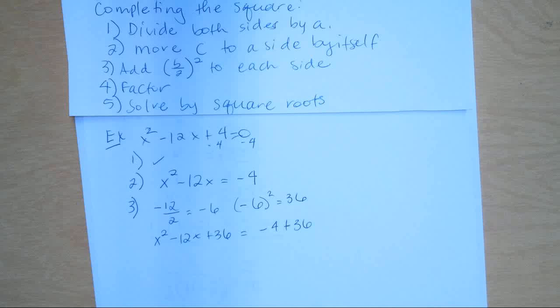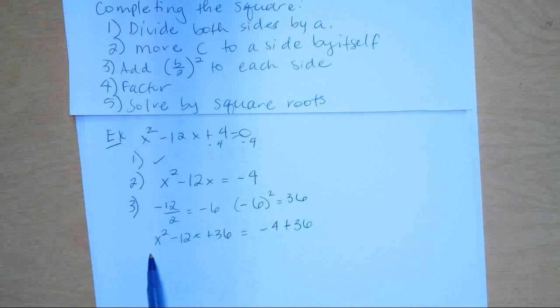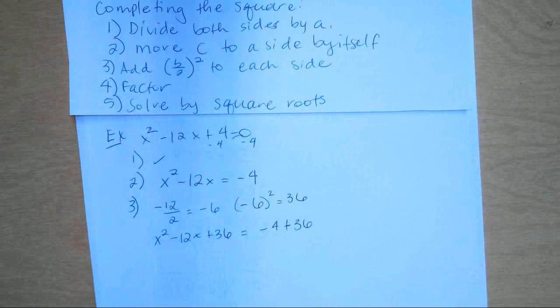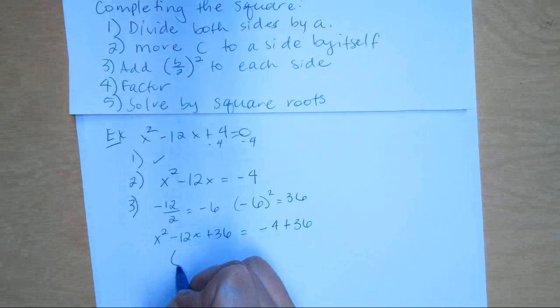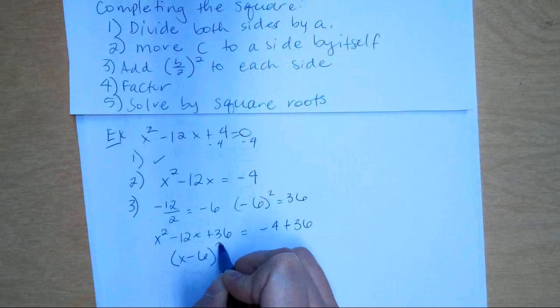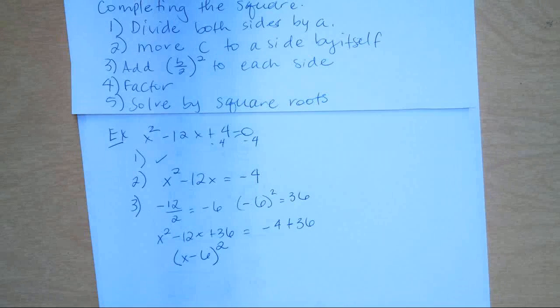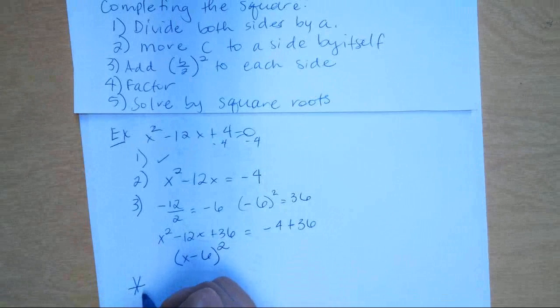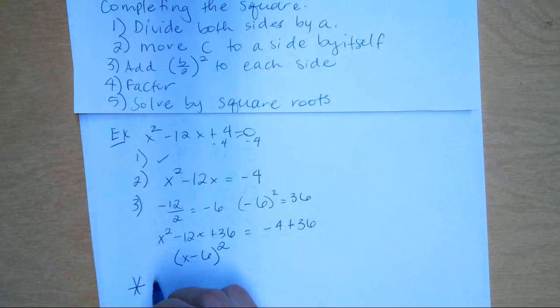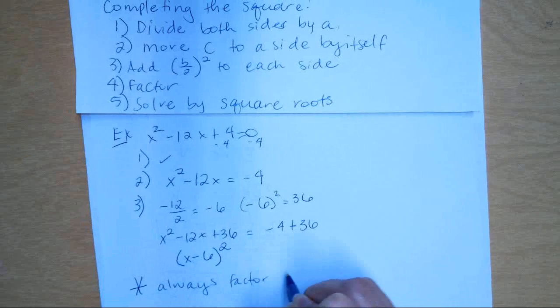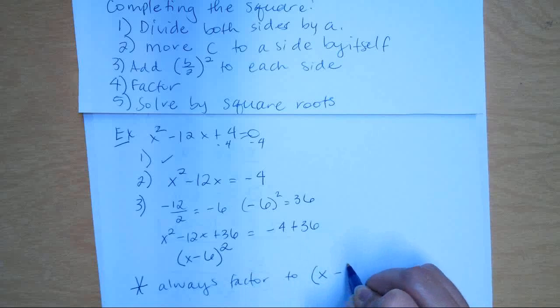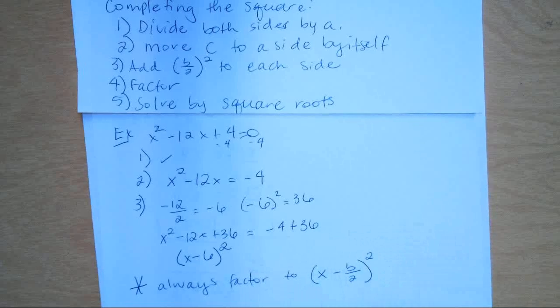Okay. Step 4 says to factor. Now, we're going to factor this side. What are the factors of 36 that add to give you negative 12? Negative 6 and negative 6. So x minus 6 squared. Here's something that you need to write, highlight, underline, something. It will always factor to x minus b over 2 squared. Always.